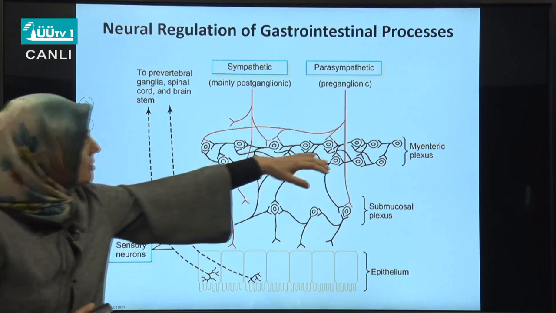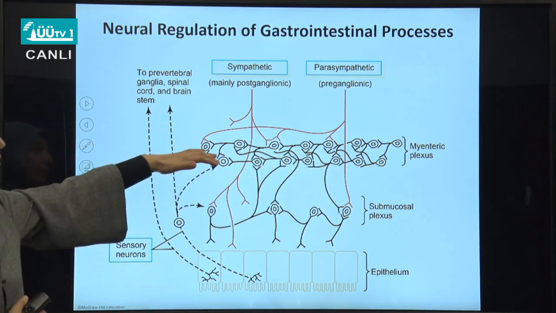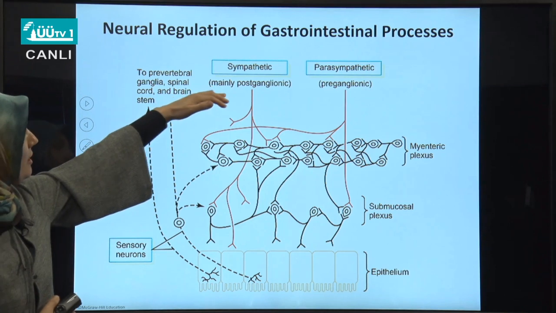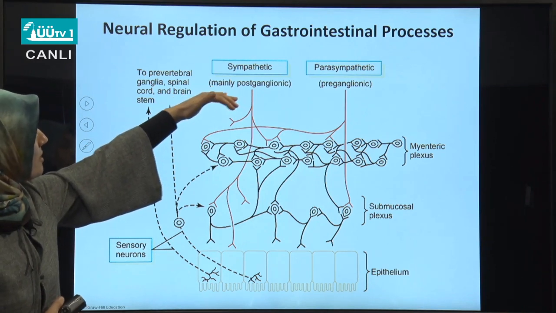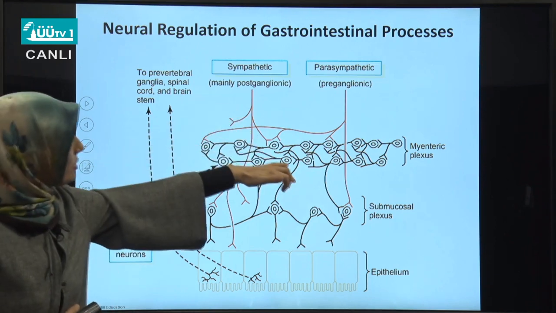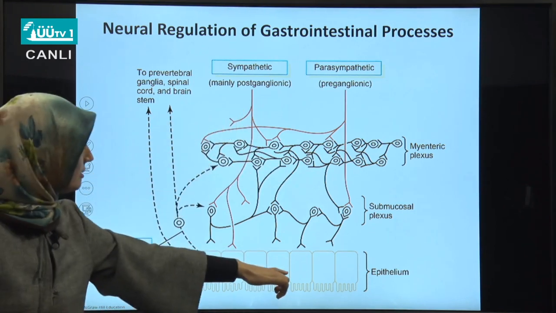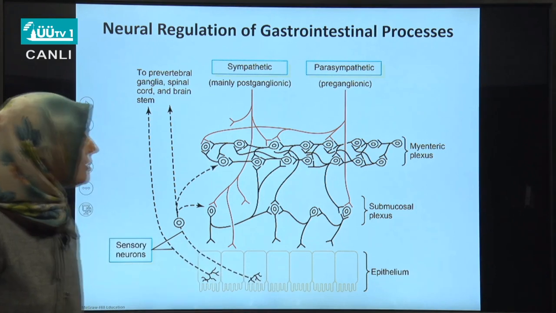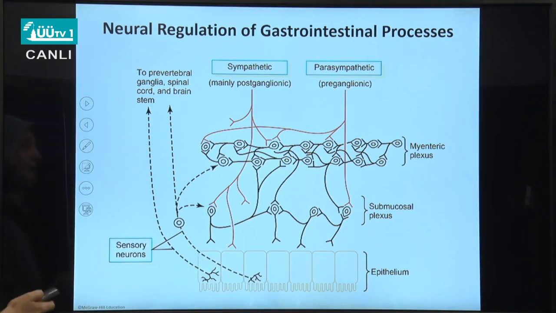And in addition to this enteric nervous system, of course, the central nervous system has a regulatory system on the enteric nervous system, and also a direct regulatory system on the epithelial cells of the gastrointestinal tract.